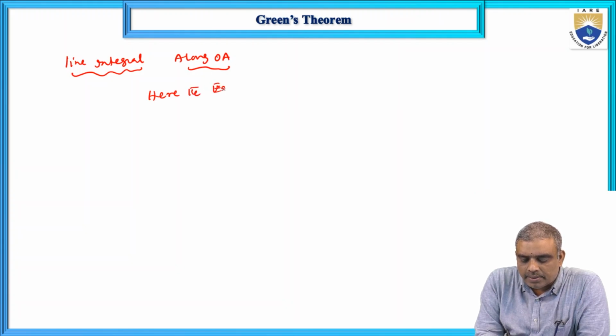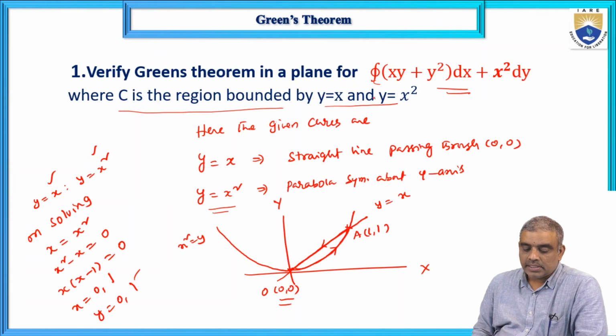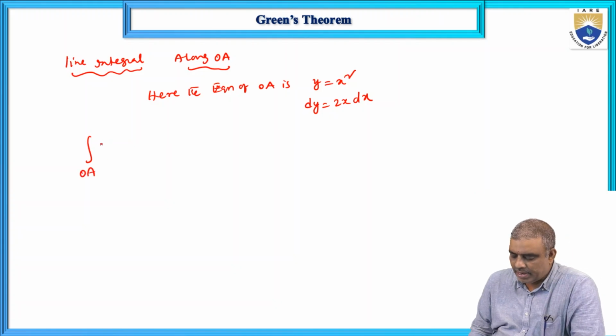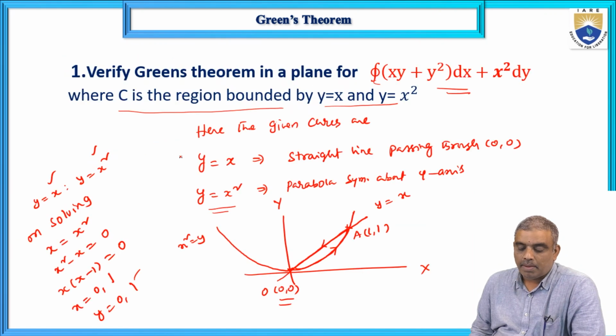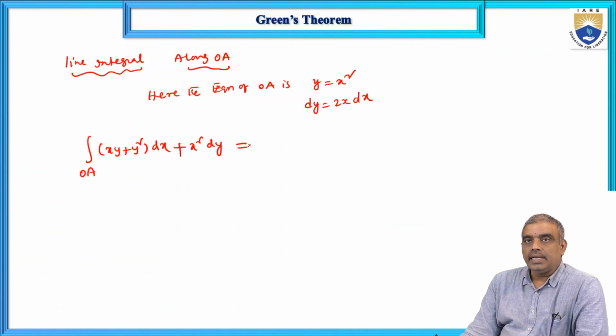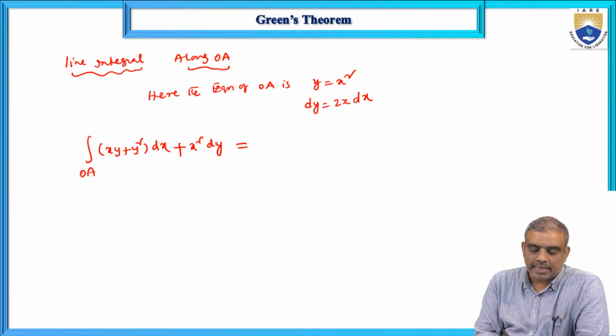The equation of OA is y is equal to x square. Then what is dy? dy is 2x dx. And here what is the function? The integral along OA, already given in the problem, is of the function M dx plus N dy, where M dx plus N dy is xy plus y square dx plus the remaining term. I am going to calculate the integral along OA of M dx plus N dy.